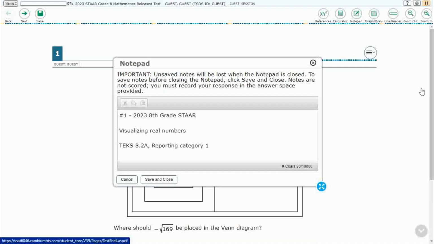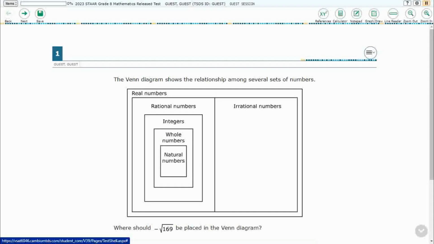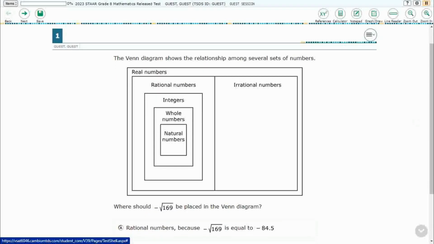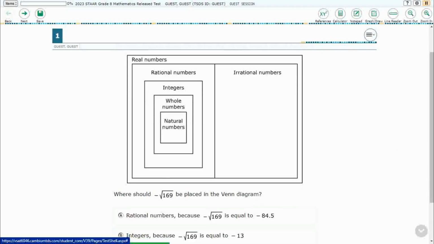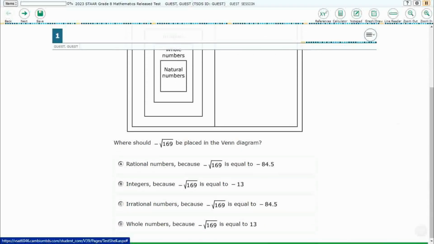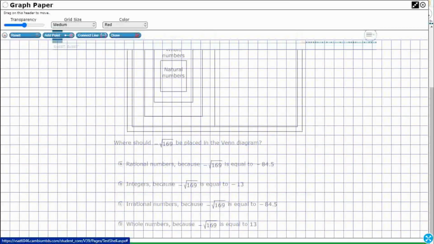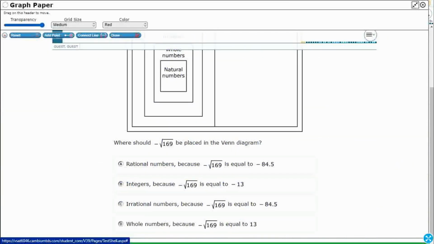This is the first problem on the 8th grade 2023 STAAR test. We are visualizing real numbers. This is TEKS 8.2a, reporting category 1. So we've got a Venn diagram here, and we just need to figure out where negative square root of 169 goes.